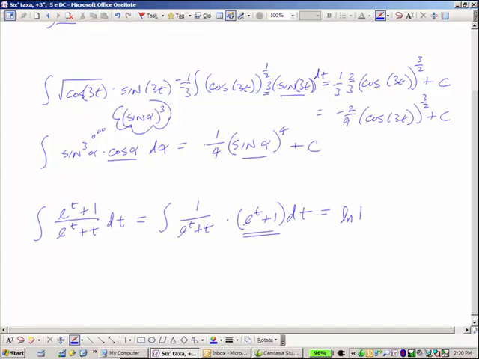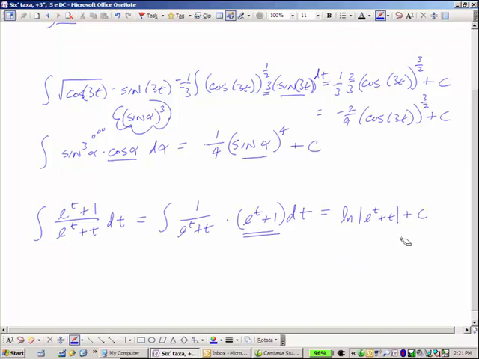Yep. And let's try to take the derivative. The derivative of the natural log of e to the t plus t is going to be 1 over e to the t plus t. But don't forget to chain on e to the t plus 1. Yeah, that works. Nice work, Gabby.